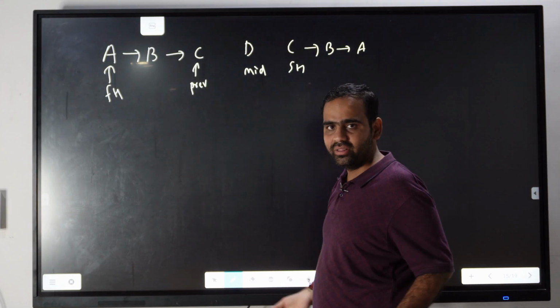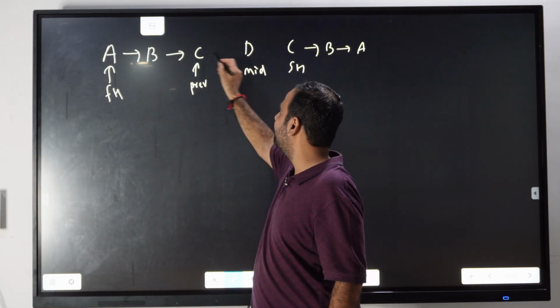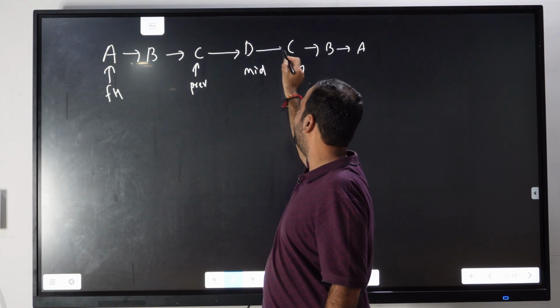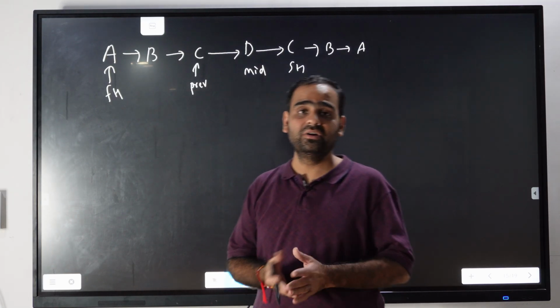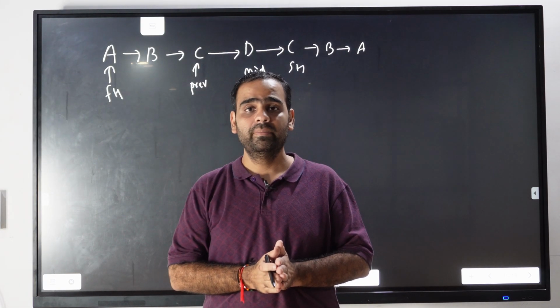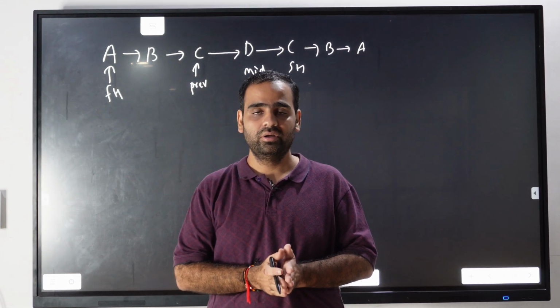Now, you need to join the link. How do you join the link? Previous arrow next equal to mid, mid arrow next equal to second half, and then you can conclude whether the list is a palindrome or not. Okay, thank you.